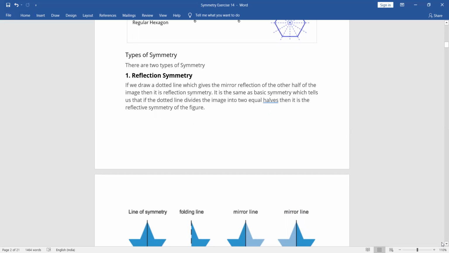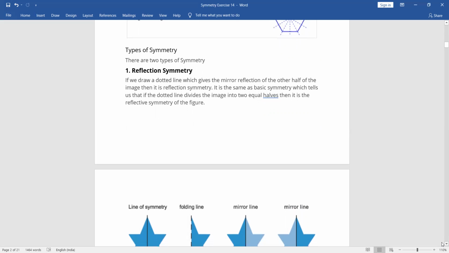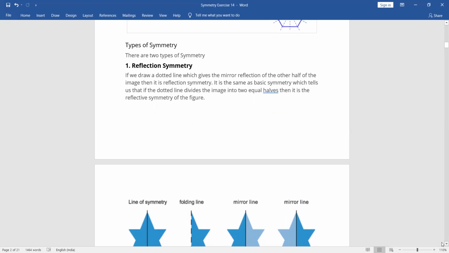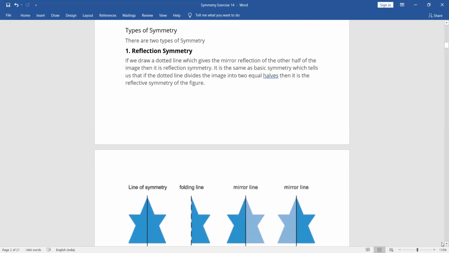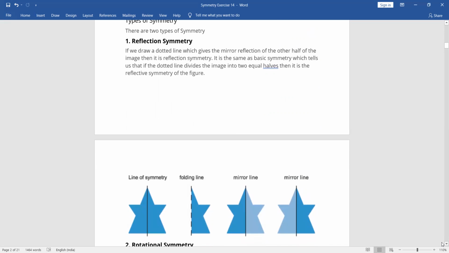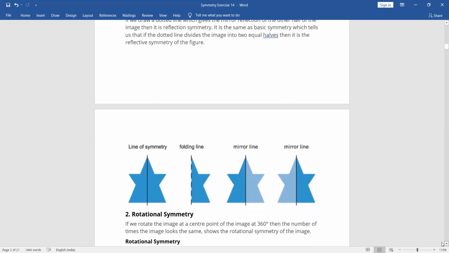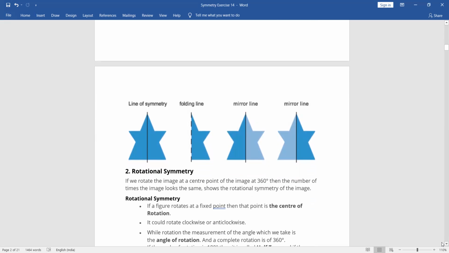This is the basic symmetry, which we know: a line is there which divides the given figure into equal halves. So that is the line of symmetry, mirror line, folding line, whatever you can say. For example, in the given figure, just see a line of symmetry when we fold it. Both the parts are symmetrical, both the parts are equal. It is also known as the mirror line.